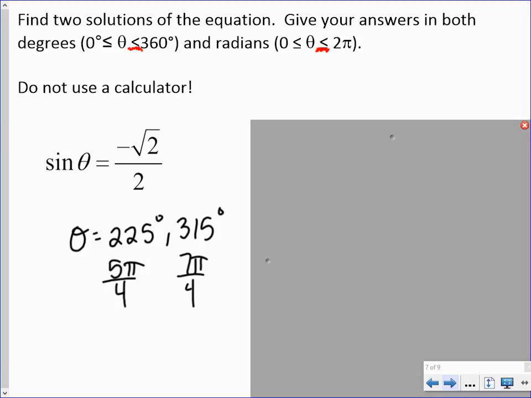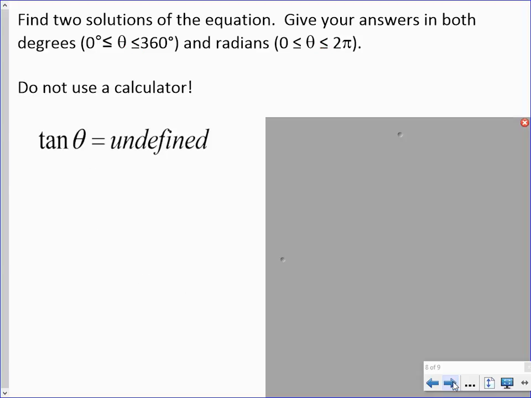Any questions there? Can you do one for me? Do the tangent of theta is undefined. I want your answers in degrees and radians.